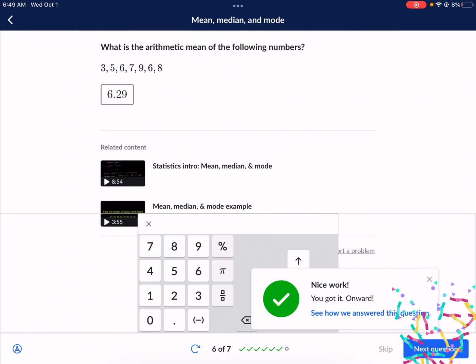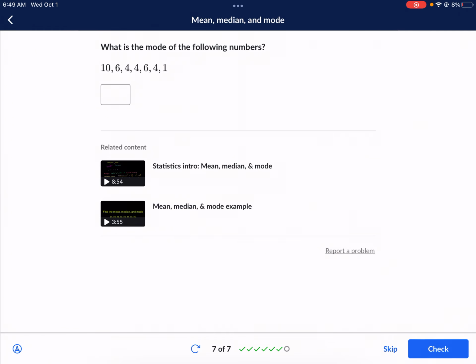Okay, last one. The mode, and this one is another easy one to end on. Most is the mode, and we have 3 4s, 2 6s, 1 10, 1 1. So the 4 is the most common number.